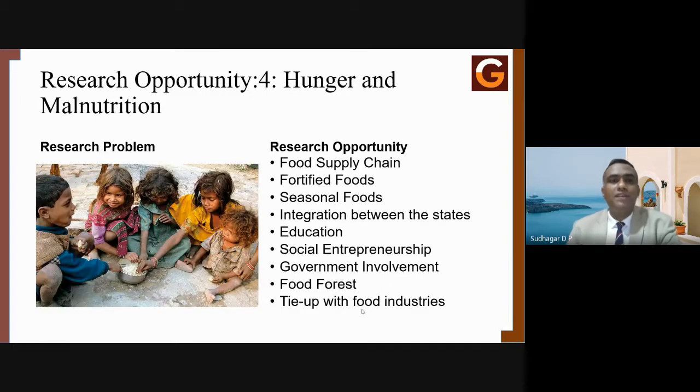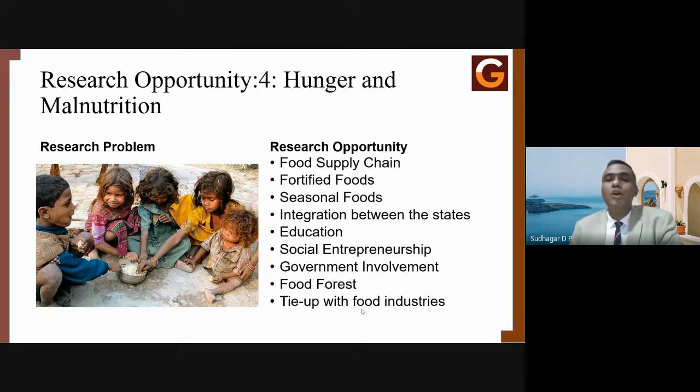Opportunity number 4, which is hunger and malnutrition. If you look at the picture on the left-hand side, you and me are very happy to have food in all 3 meals, but not everyone is having the life that we have been blessed with. So is it possible for you to work on this particular area, hunger and malnutrition reduction? What are the opportunities which are available?